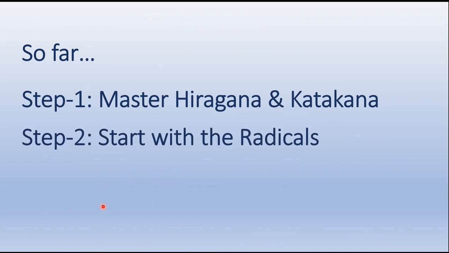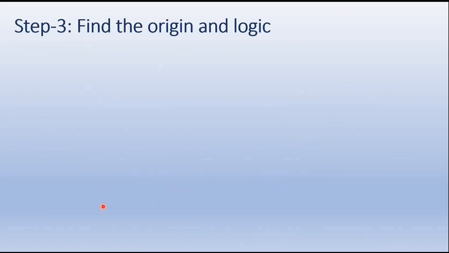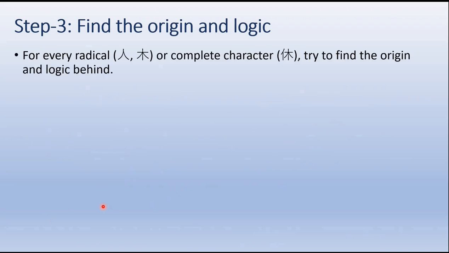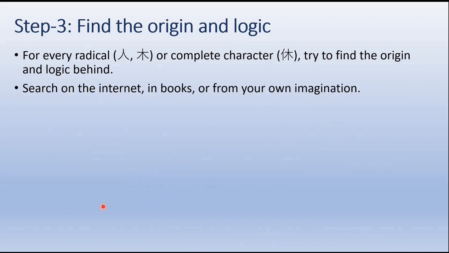So far what we have, step 1 is to master hiragana and katakana, and step 2 is to start with the radicals and the grade-based approach. So what next? Next is step 3, find the origin and logic. For every radical or every composite character, one should try to find the origin and the logic behind them.